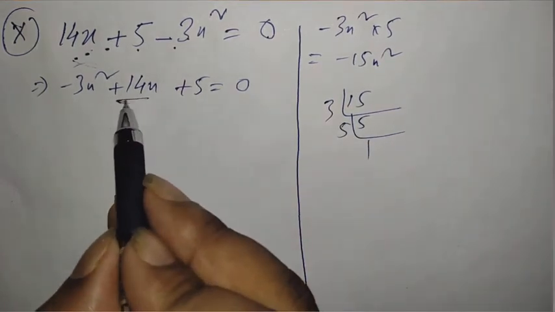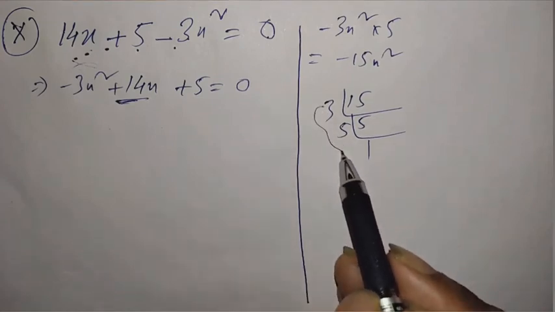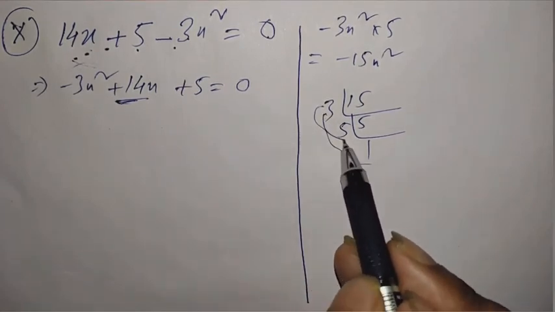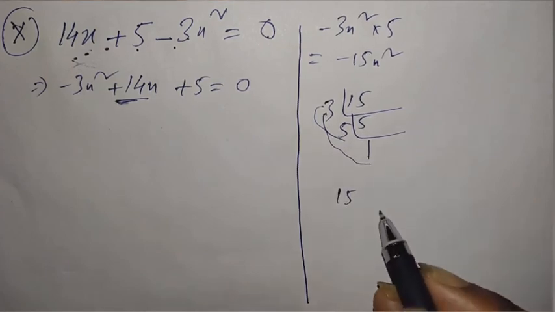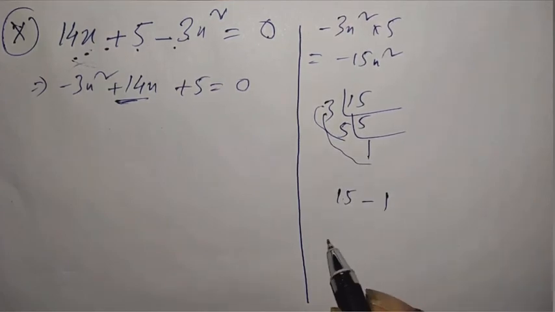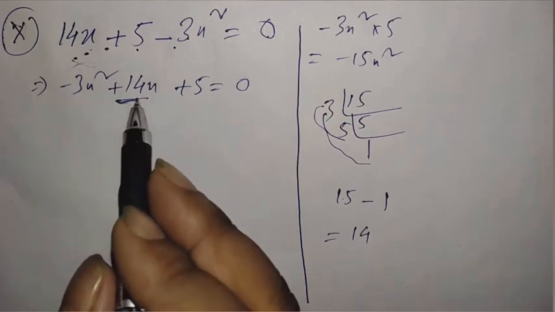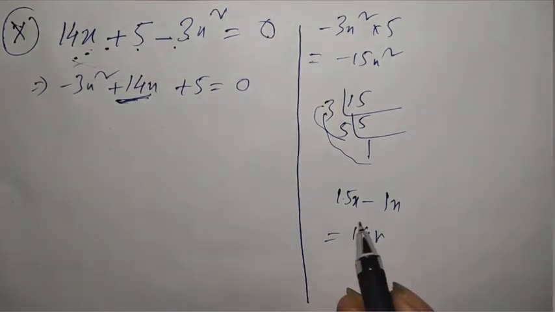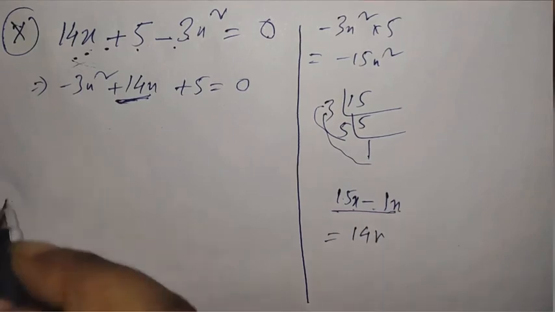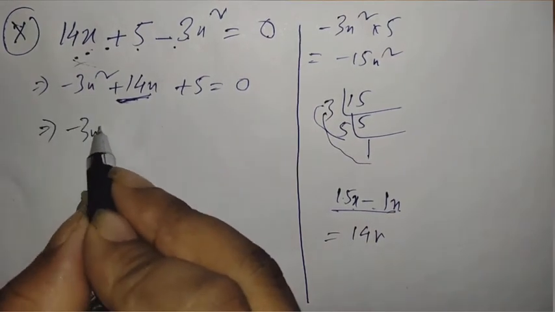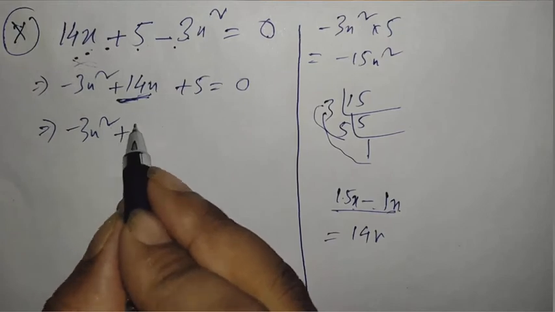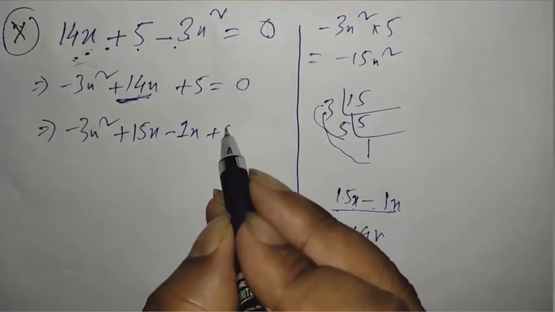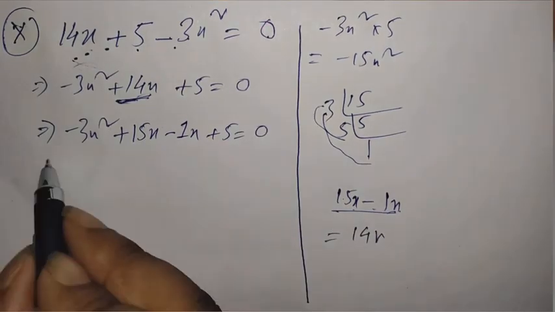Now we have to make plus 14 by arranging these numbers. So we can arrange it into 3 fives are 15, and here is 1. So 15 minus 1, we get 14. We get 14x. In place of 14x, we will write plus 15x minus 1x. Then plus 5 equals 0.